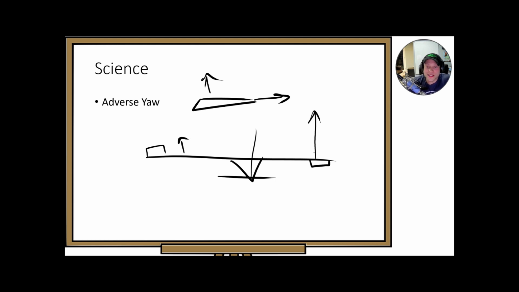However, because this wing is generating more lift, it's also going to be generating more drag, right? And so as we roll, our nose is going to get dragged in the opposite direction of our turn.